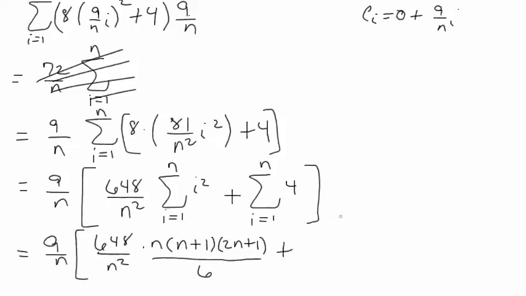Plus, we got the constant rule here on the summations. So this just becomes 4n, 4 times n. Let's close that up. We want to get this all into one single fraction, and that includes the 9 over n over here. We're going to multiply that across inside.